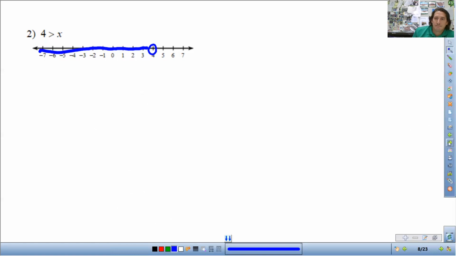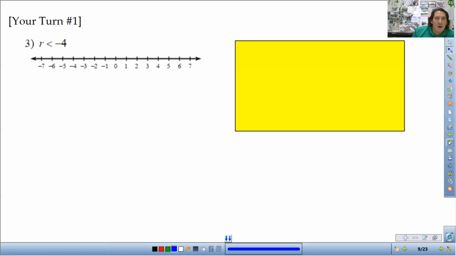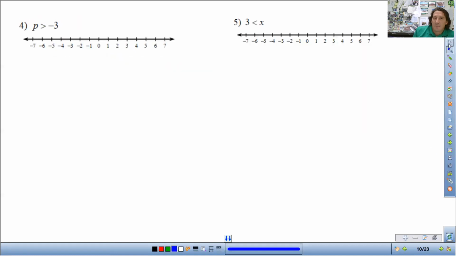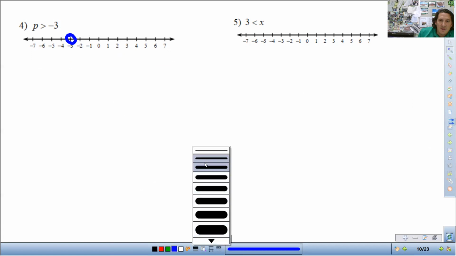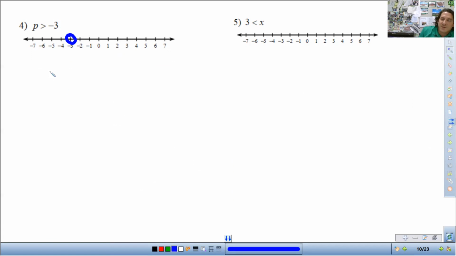All right, we're just going to go through here. So here, P is greater than -3. I'm going to find -3 on the number line. It's an open circle. And then you need to think, is P bigger or smaller than -3? P is bigger. So I'm going to shade the values bigger than -3. So that's all the values to the right.